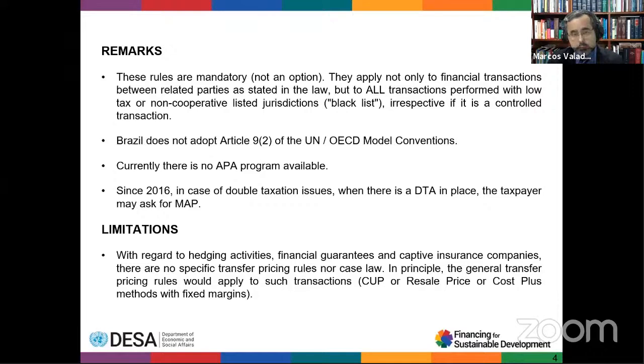The Brazilian law does not address hedging activities or financial guarantees. We discussed a lot about financial guarantees in the previous sessions. Captive insurance also, there are no rules for that. So what happens if you have a case on financial guarantees and insurance? We have to look at the other methods in this case, because it's not a loan, it's not an interest rate. So the CUP, resale price, or the cost plus, with fixed margins, because Brazil adopts fixed margins. We don't have a TNMM and the profit split method in the law.